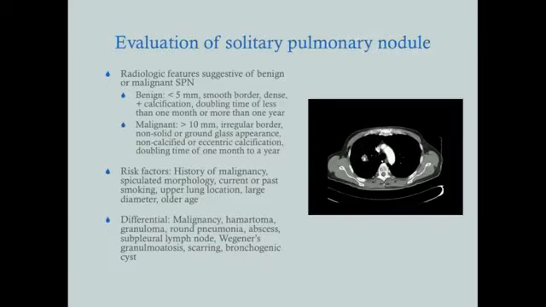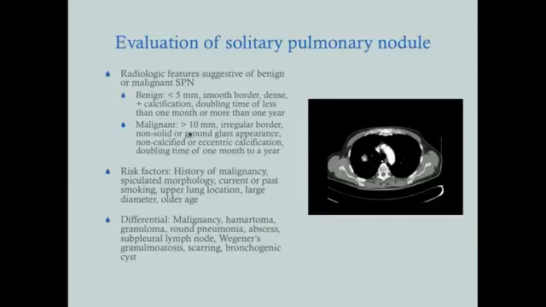So the radiologic feature suggestive of a benign lesion with a solitary pulmonary nodule would be less than 5 millimeters, not the case in this guy. Smooth border, yes. Dense, yes. Positive calcification, yes. Doubling time of less than 1 month or more than 1 year, we don't know. That's why we're going to follow him up.